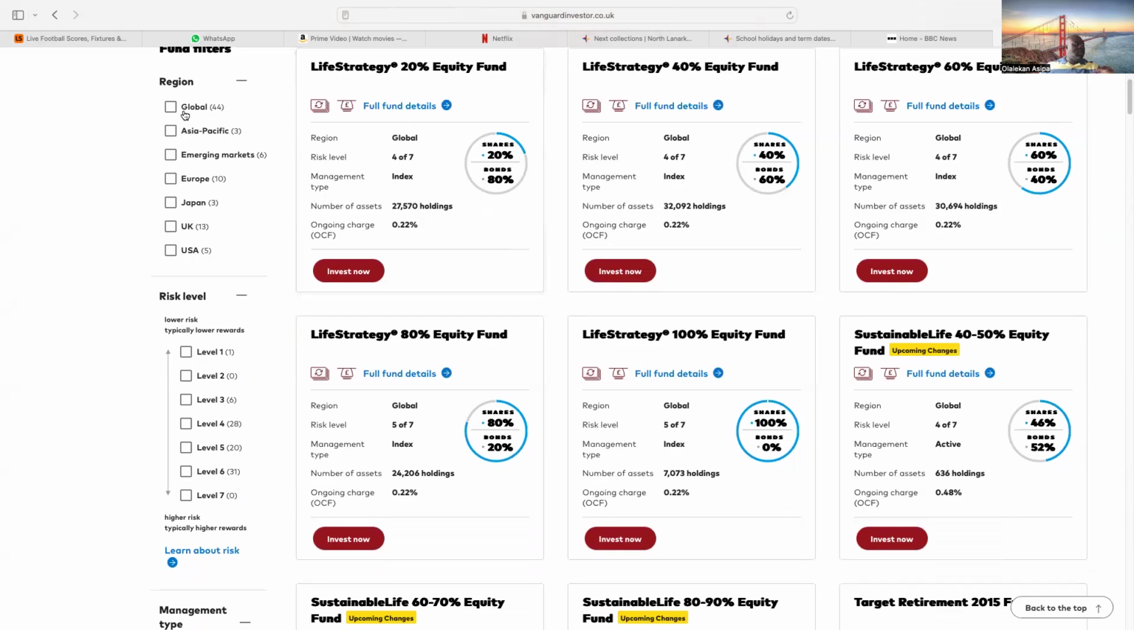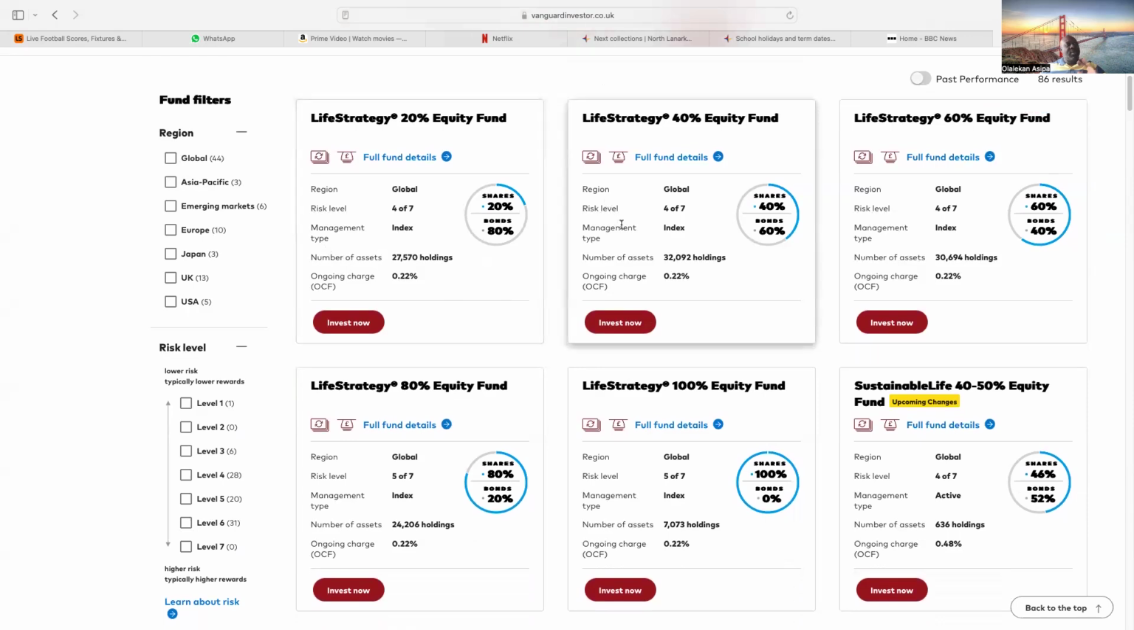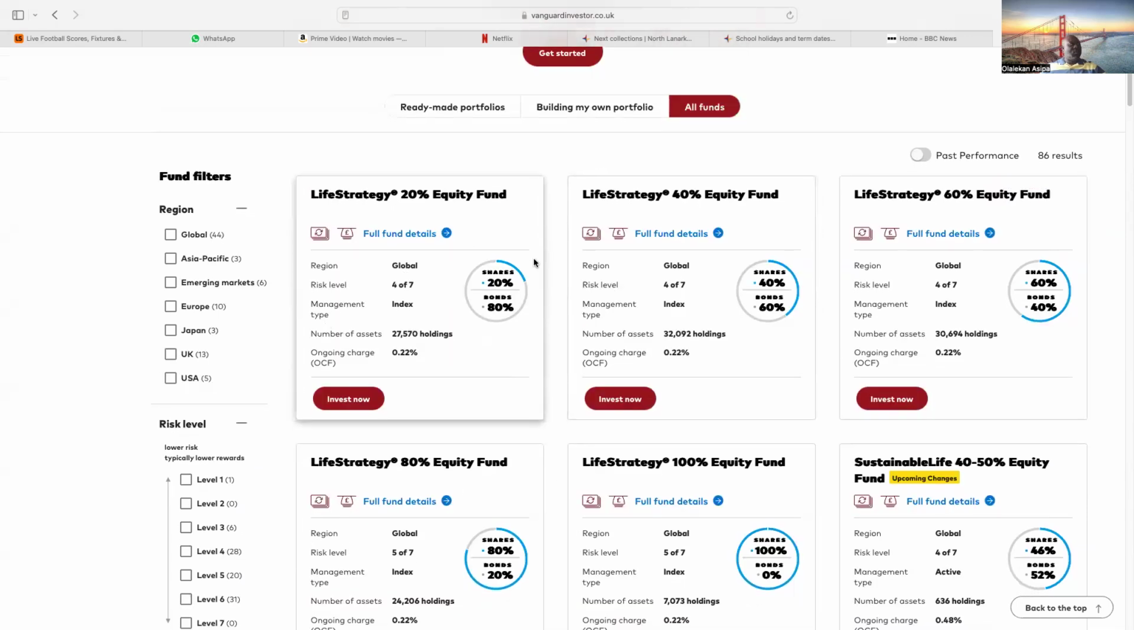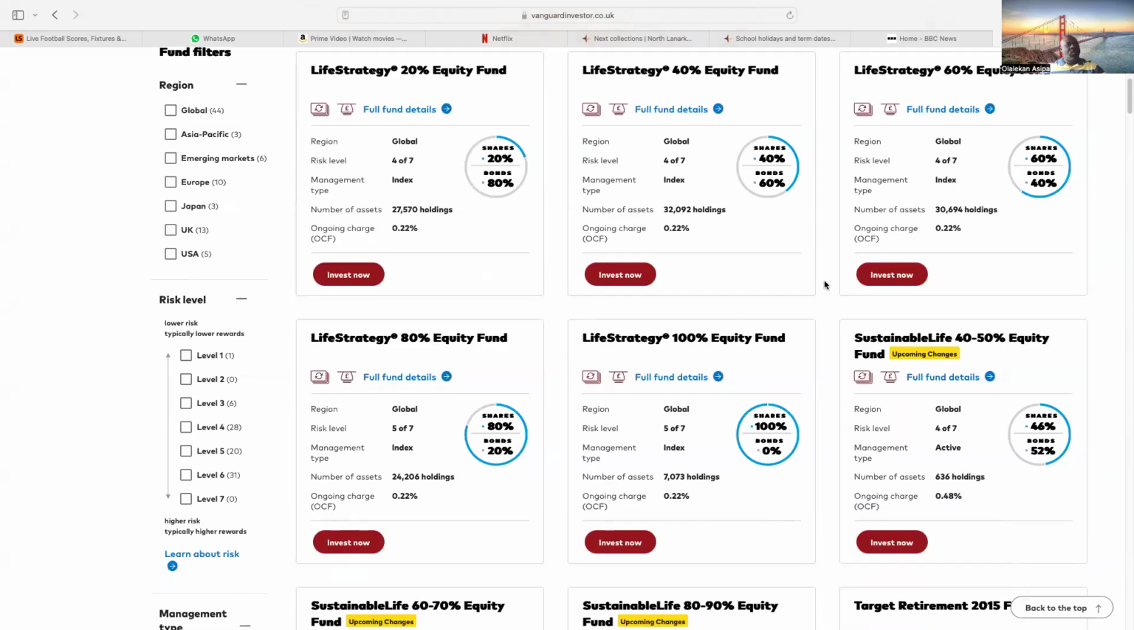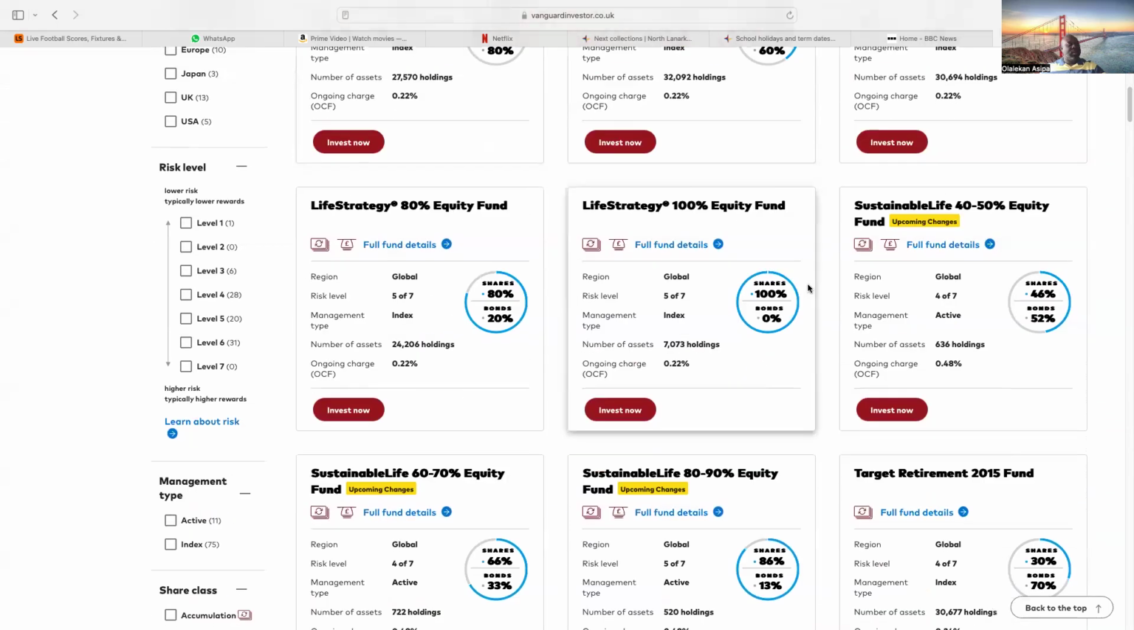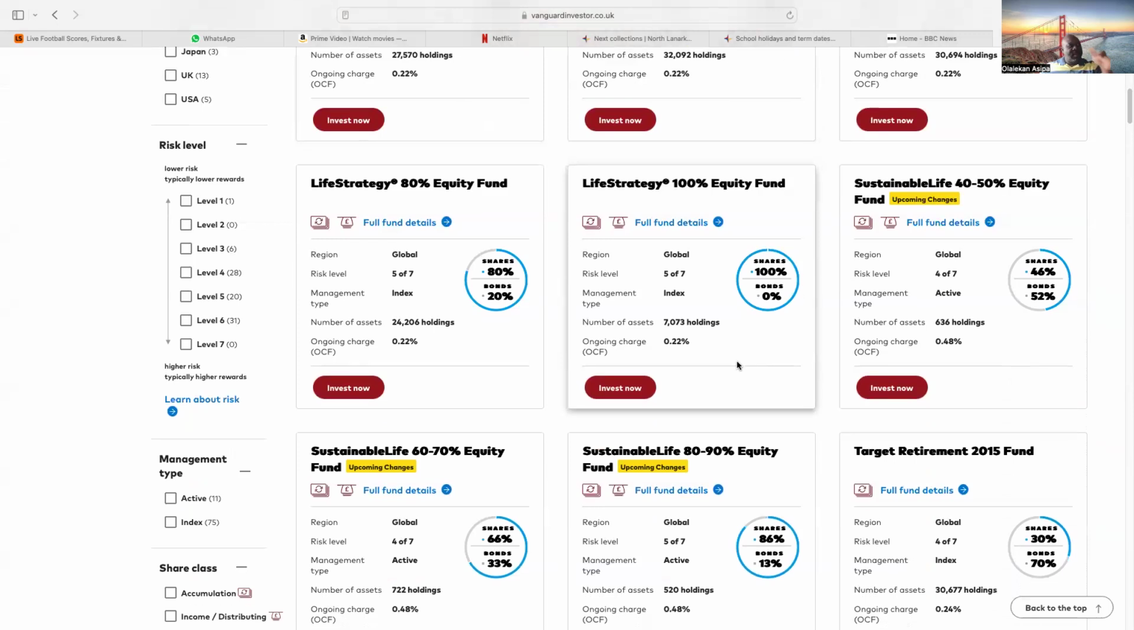And depending on the region, you can filter by the region you want. But these are the funds that have been created by Vanguard for investment. Like I was talking about, the Life Strategy funds just have different splits between equity and bonds, 20 to 80, 40 to 60, depending on your risk appetite and all that. But I currently invest in the 100% equity fund. And what I was going to show you is how it has performed since 2021, thereabouts.